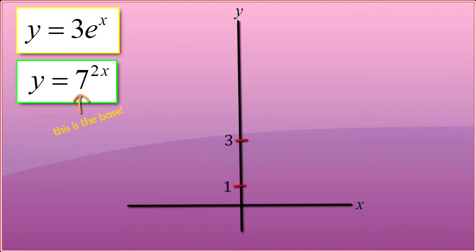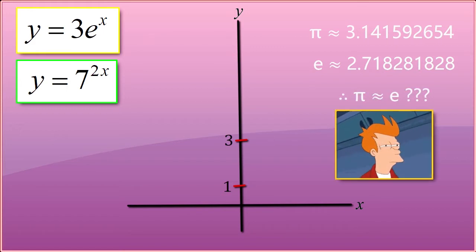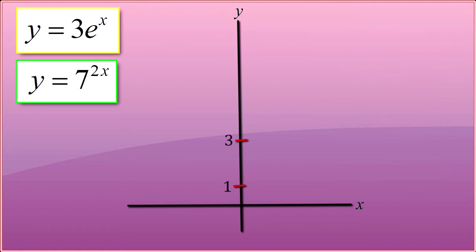A combination of the base and the growth rate tell us the relative steepness of the curves. Note that e is a special number, like pi. Pi happens a lot in math. So does e. For the first curve, combining the base and the growth rate gives us a steepness of e. For the second curve, combining the base and the growth rate gives us a steepness of 49. Therefore, the second curve is steeper than the first curve. Based on this information, we can make a rough sketch of the two curves.